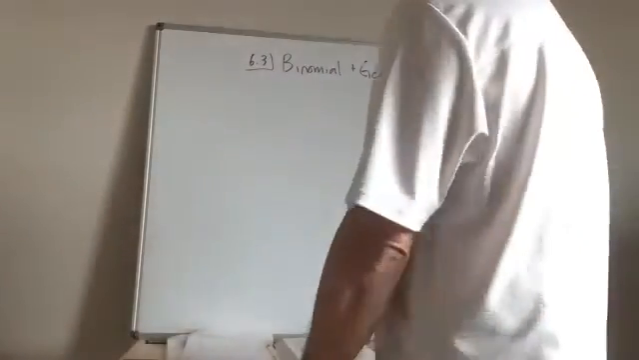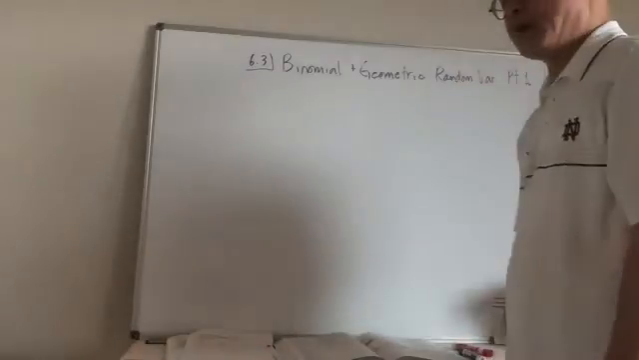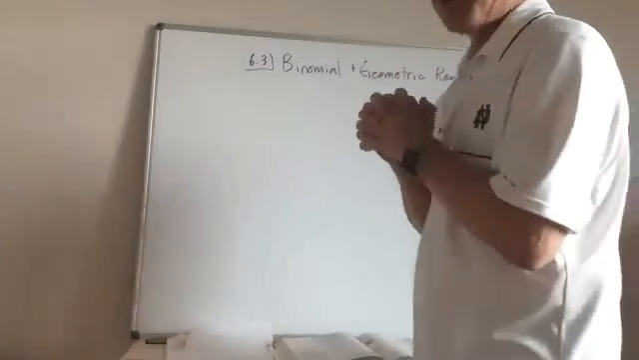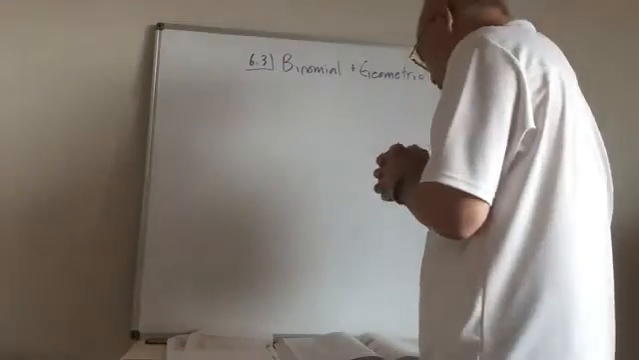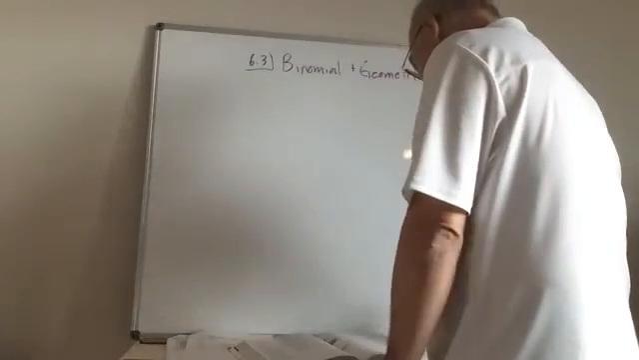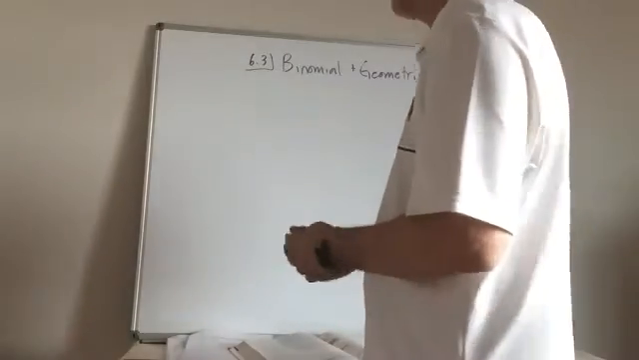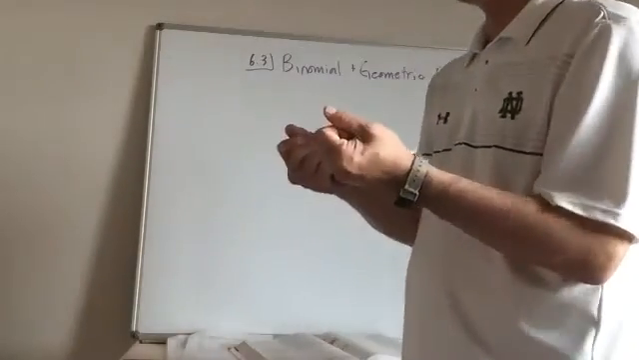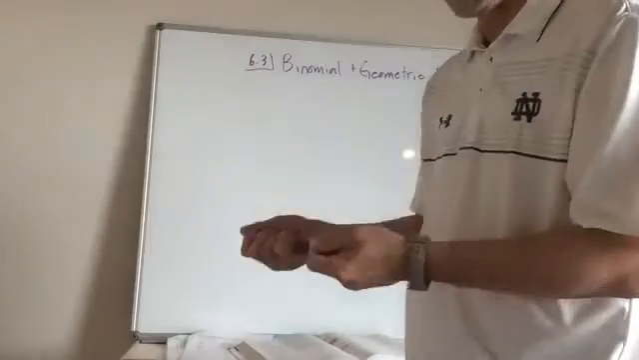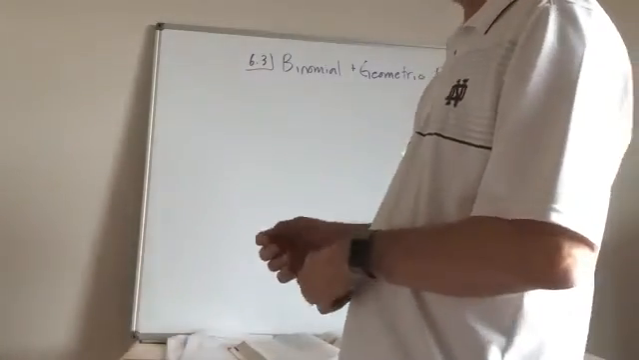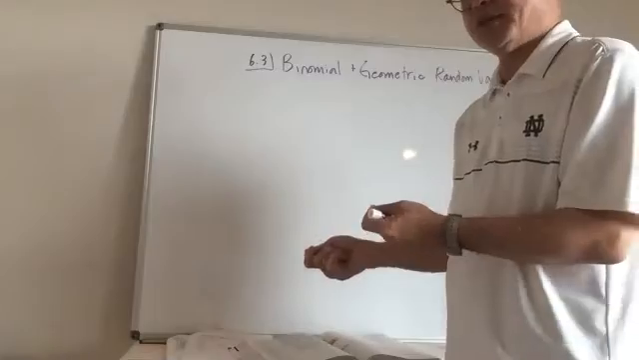6.3 is binomial and geometric random variables. So we are now going to take our foray into binomial random variables. A binomial random variable, or binomial, is where you have one or the other. It's either heads or tails, it's an even or an odd number, or it's a success or a failure.